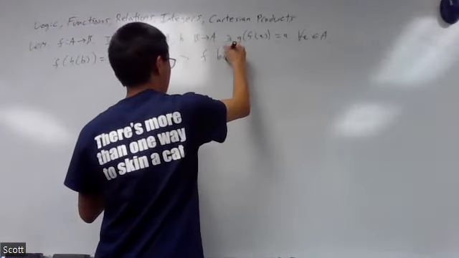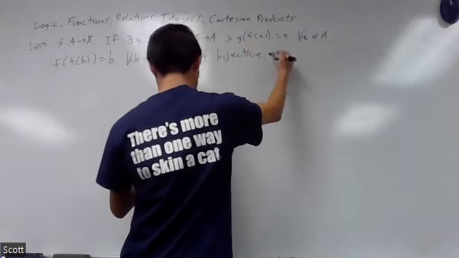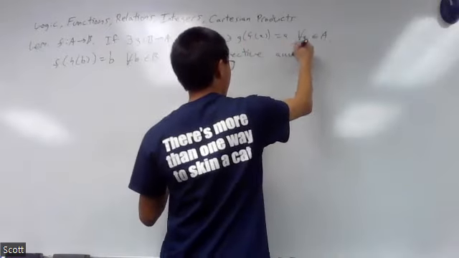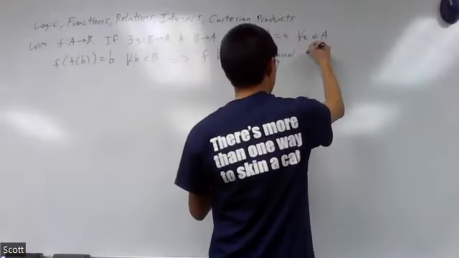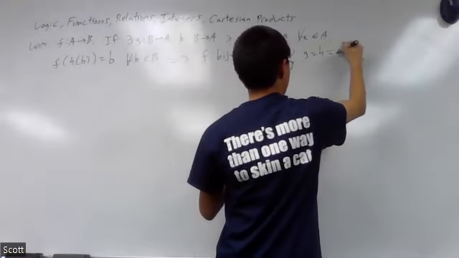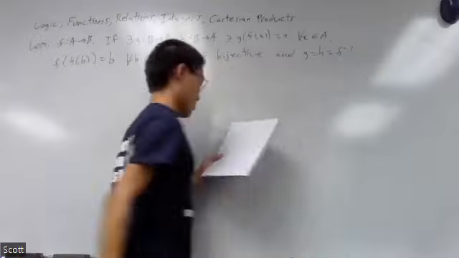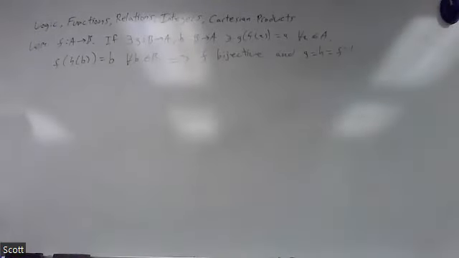So f is bijective. And on top of that, these two different functions, g and h, actually coincide, where g and h are just the inverse of f. And there's this definition.